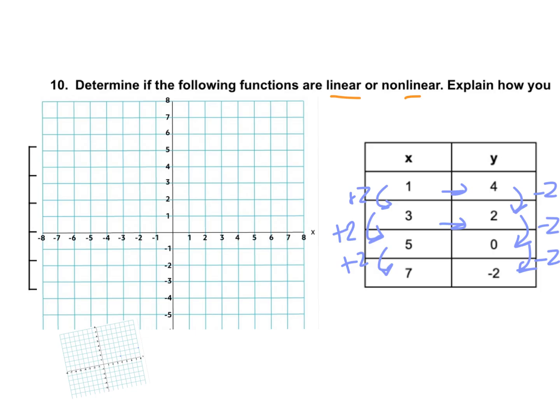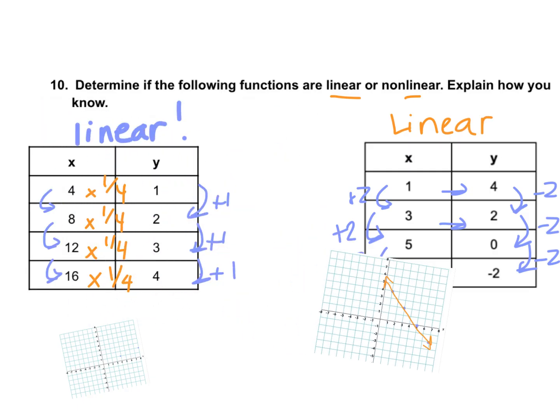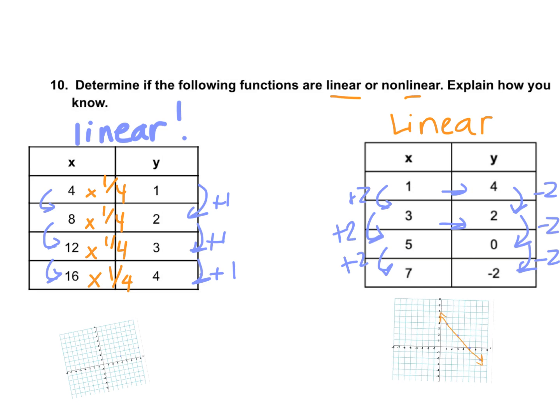So over 1 up 4, over 3 up 2, over 5 to 0, over 7 down 2, and look at that, a beautiful straight line if I were to connect all those points. You can see that this one is also linear. So they're both linear. I saw consistency within the tables, I graphed it just to check, and there you go.